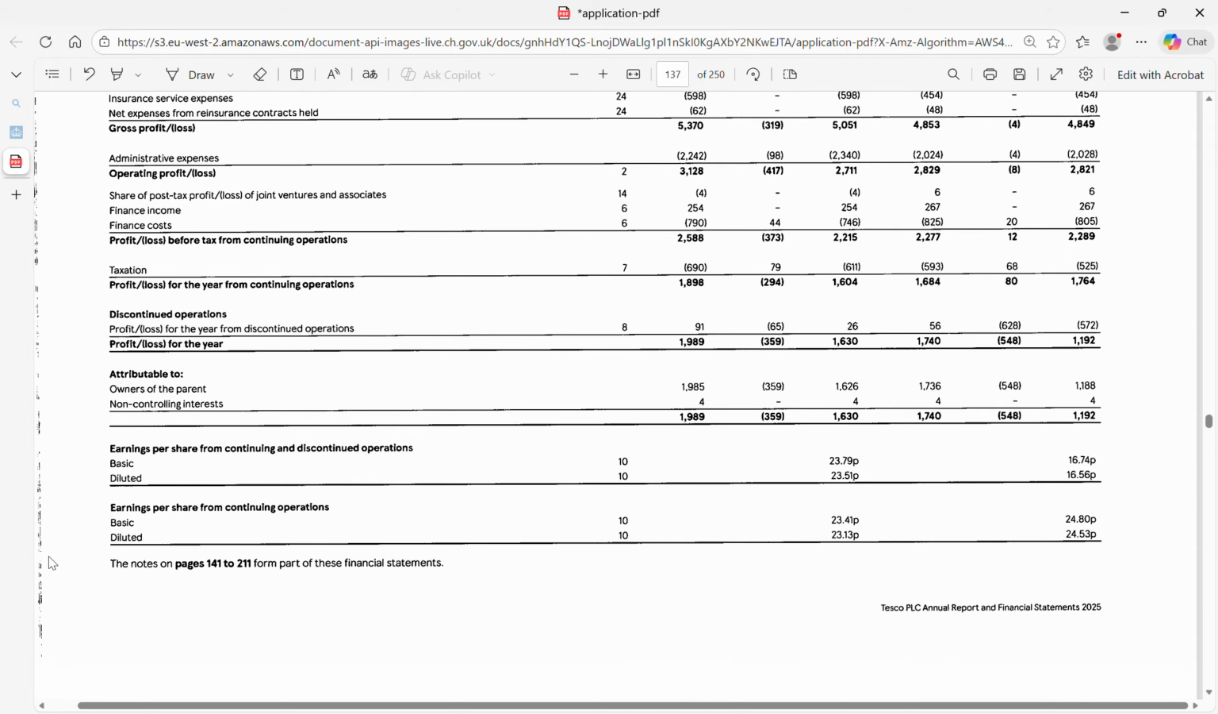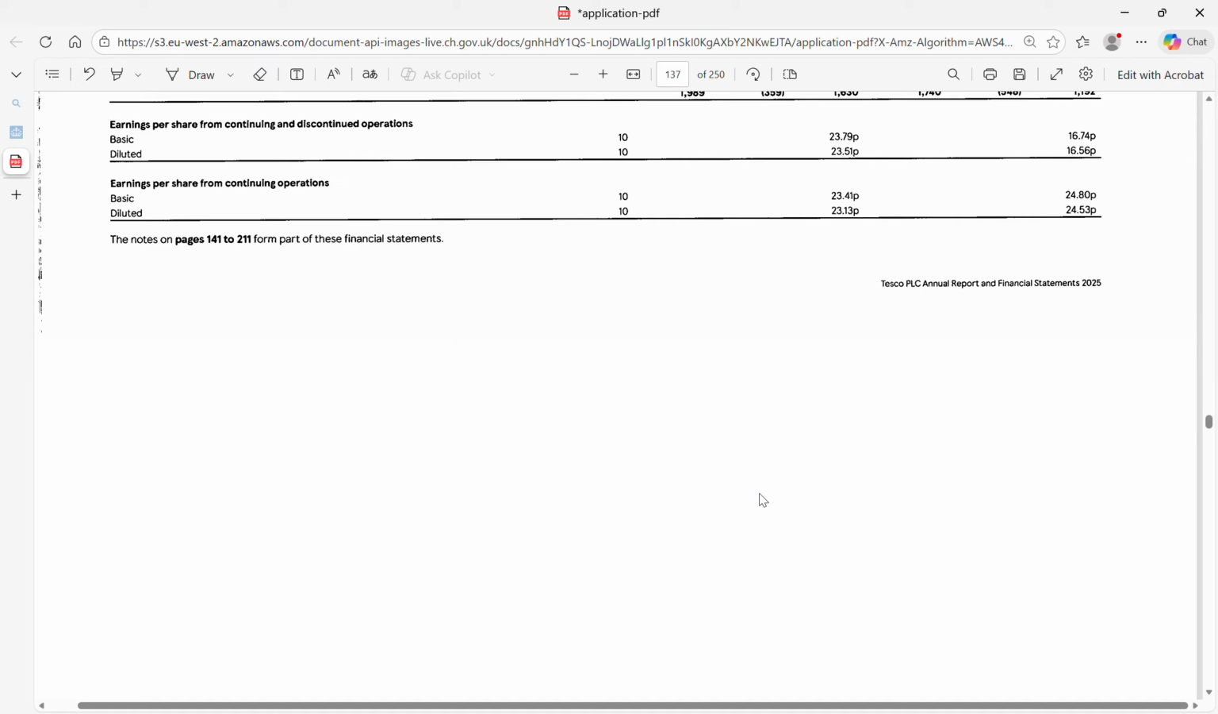So in these large companies, it's quite helpful that they normally give you earnings per share and things like that. So this is going to be really helpful when we are looking at balance sheet ratios, which is going to be the subject of another video, so you can watch out for that.